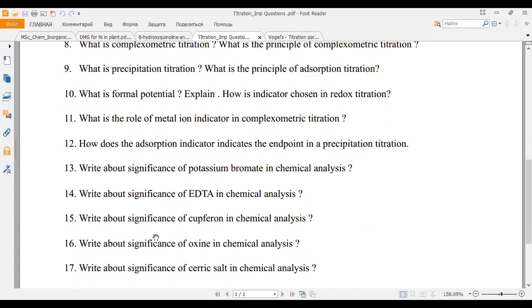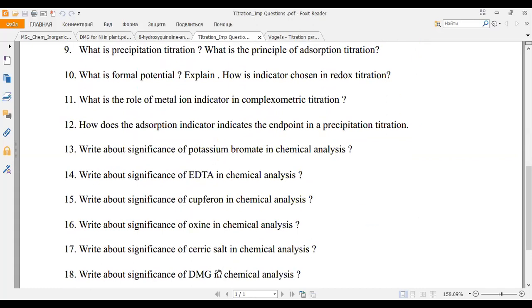Now from question number 13 onward, these are all about the significance of different chemical reagents that we studied: potassium bromate, EDTA, Cupferron, oxine, ferric salt. I have missed DMG. Here is DMG. DMG, oxine, which is also 8-hydroxyquinoline, and Cupferron are organic. Ferric salt and potassium bromate are inorganic. EDTA is organic, however, it came as a part of complexometric titration.